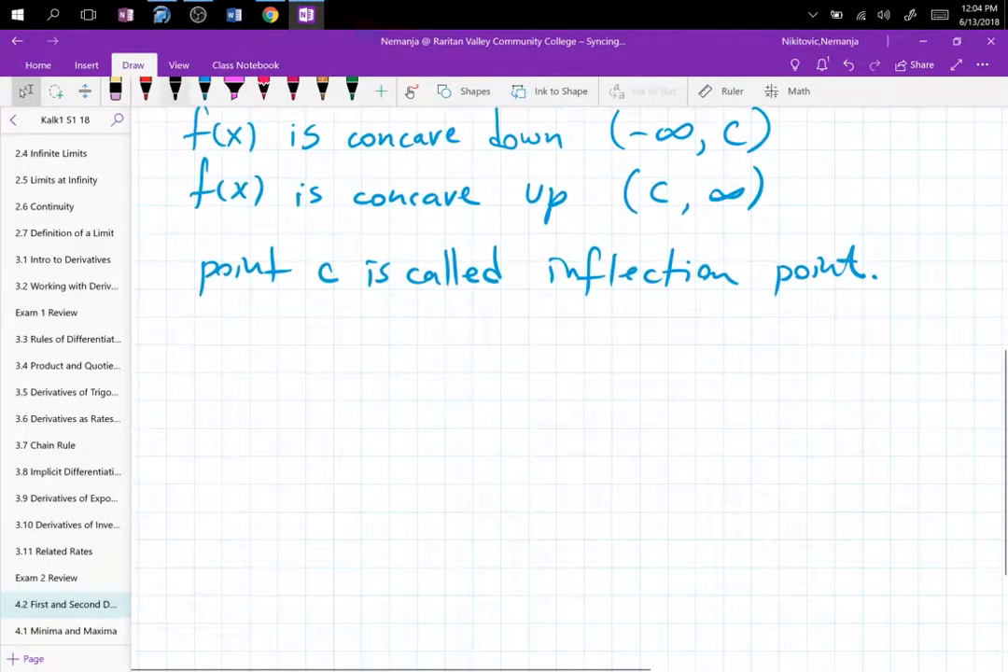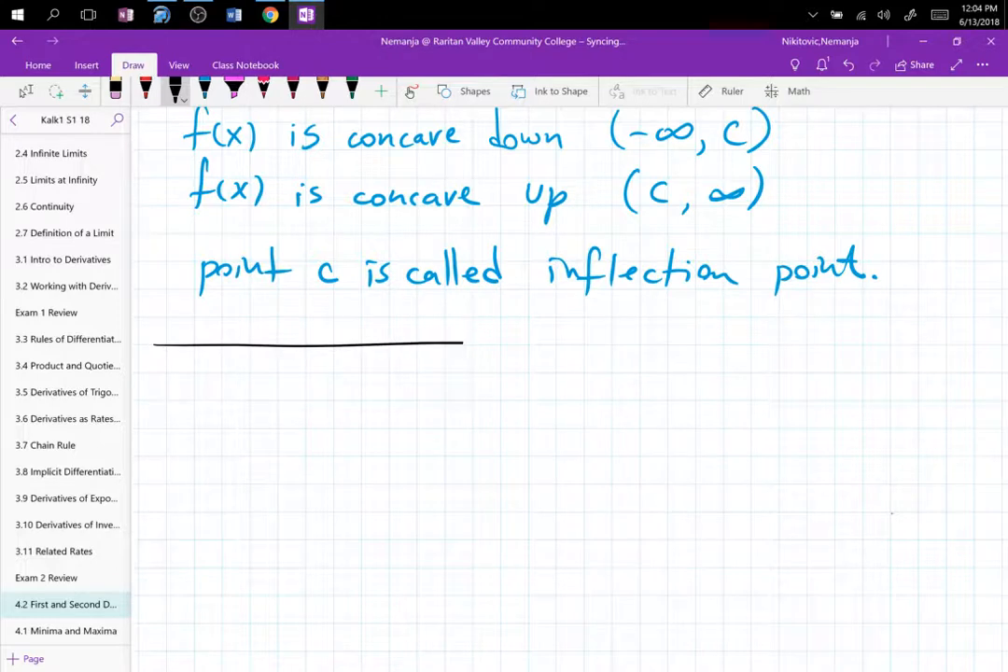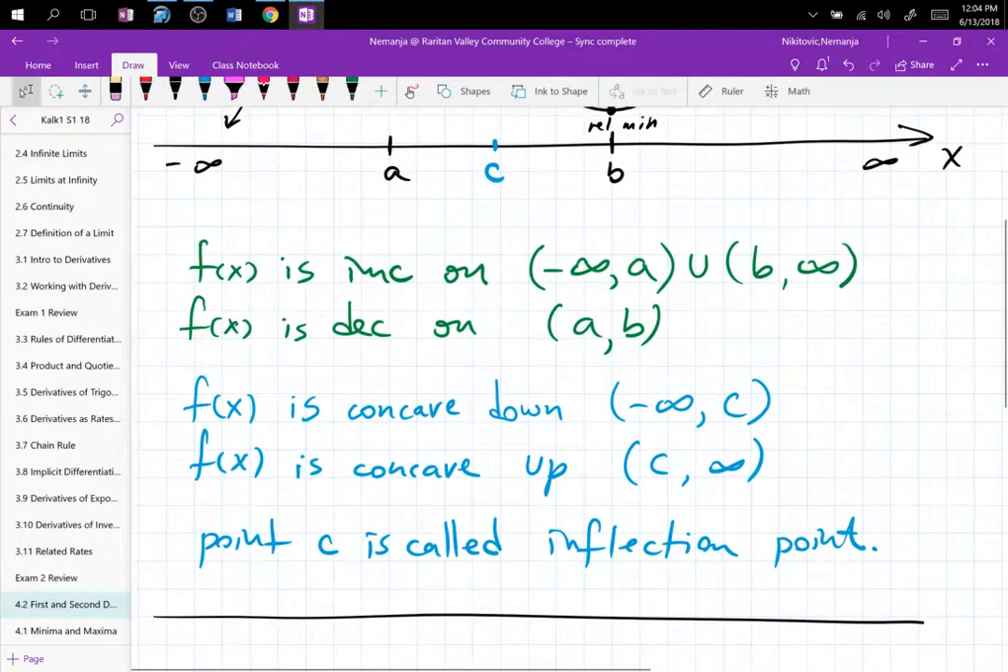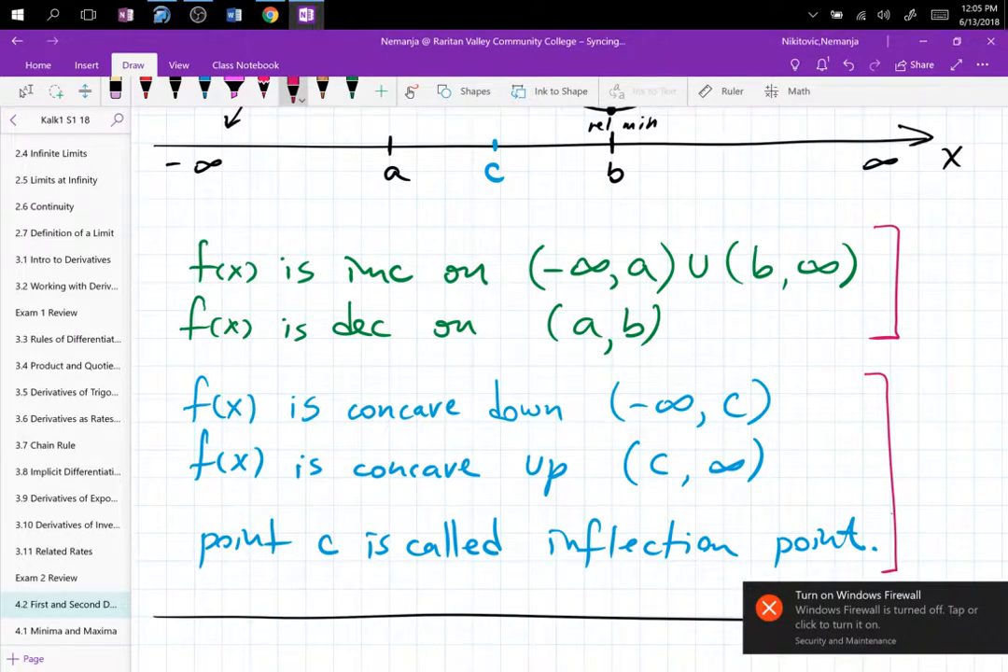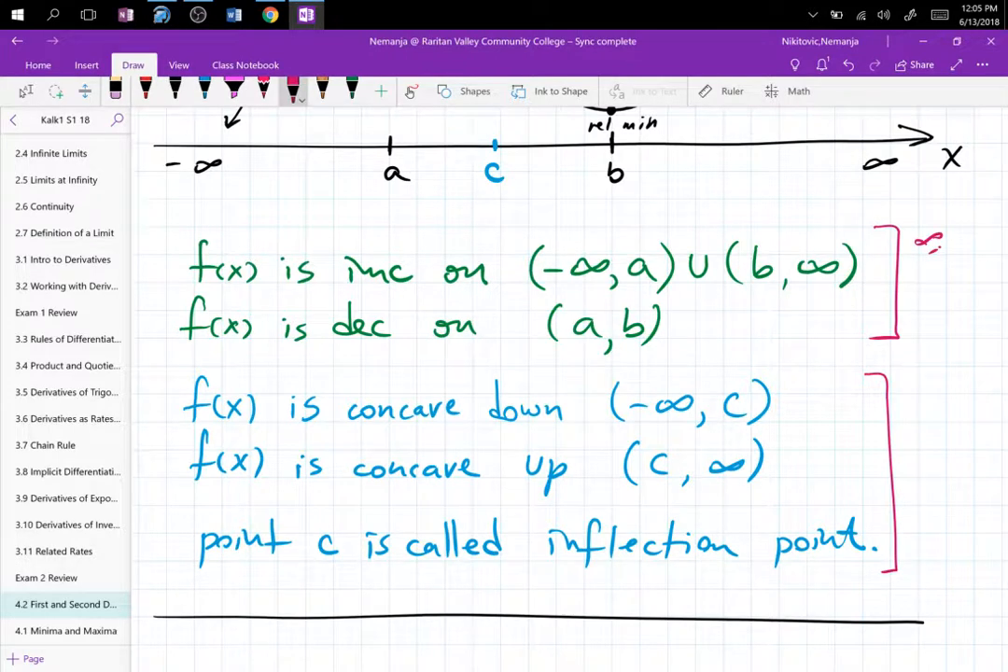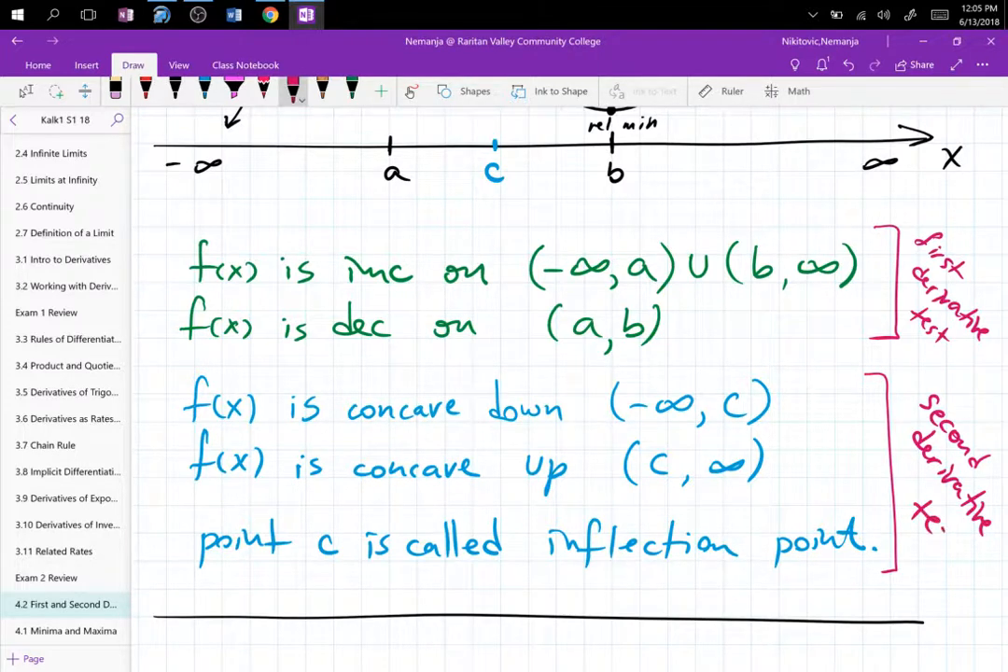So now let's take a look at the first. Actually, let me also make it clear. Maybe I can use, let's use whatever this color is, dark red. So this is going to be first derivative test. And this is going to be second derivative test. So we have first and second derivative tests. So now let's go and learn the first derivative test.